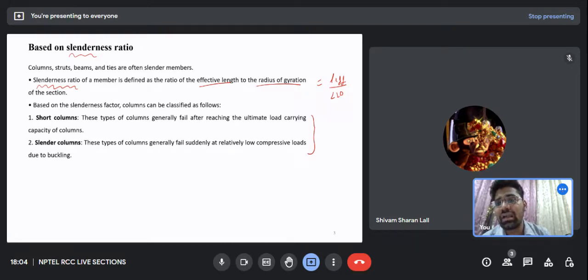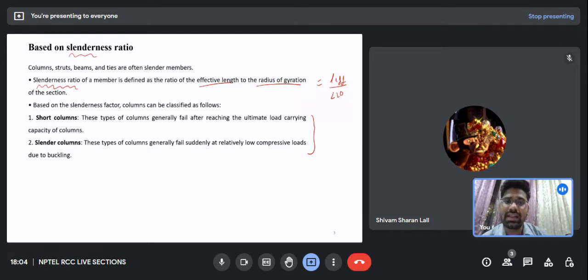But this is an important aspect which you should know: short columns predominantly fail under compressive loads, that is, they have a crushing failure. And slender columns usually fail in the form of buckling, which is an unstable form of failure.